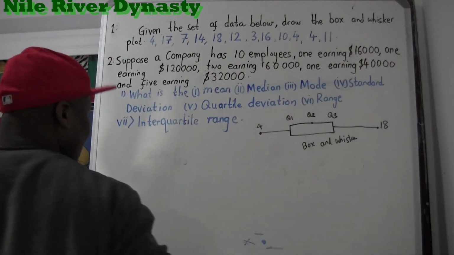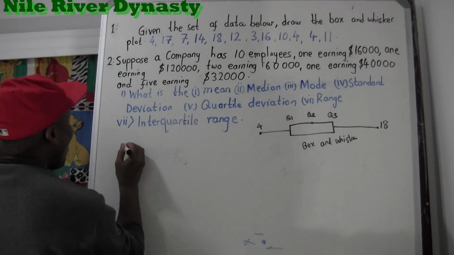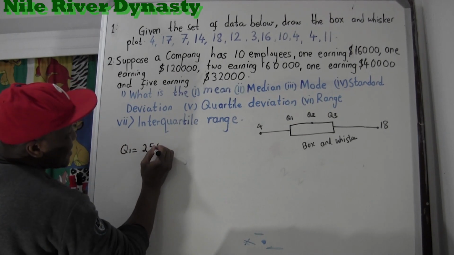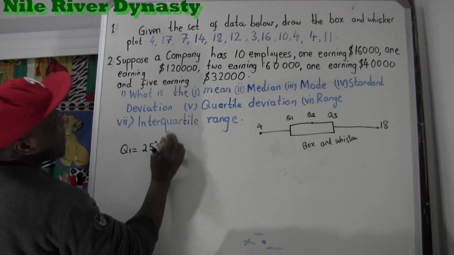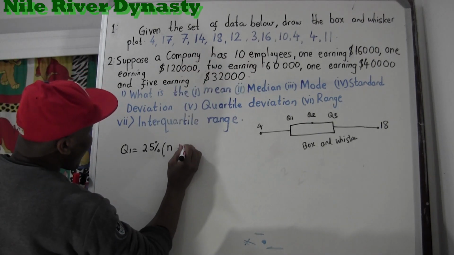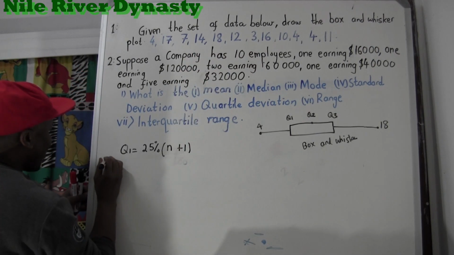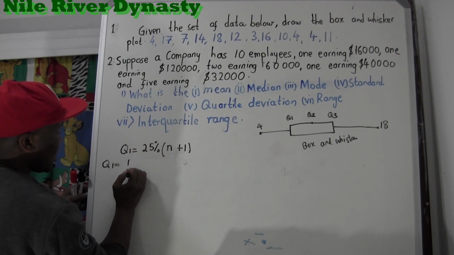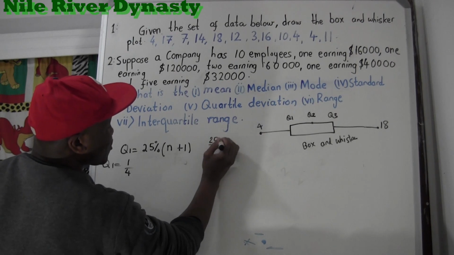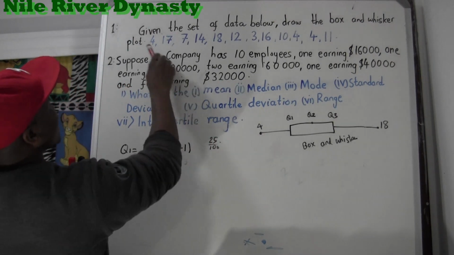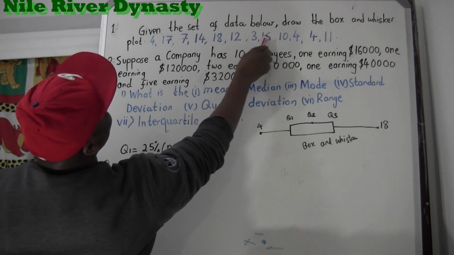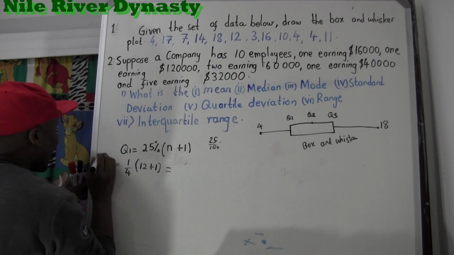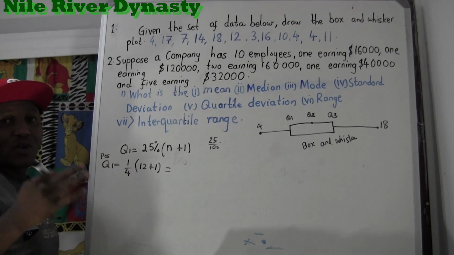So now let's get quartile 1. Quartile 1, or sometimes you call it the 25th percentile. You take n, the total count of numbers, plus 1. So quartile 1 equals 25%, which is 25 over 100, which is 1 over 4. And n, how many of them? 1, 2, 3, 4, 5, 6, 7, 8, 9, 10, 11, 12. So 12, and then you plus 1. This gives you the position of the quartile.